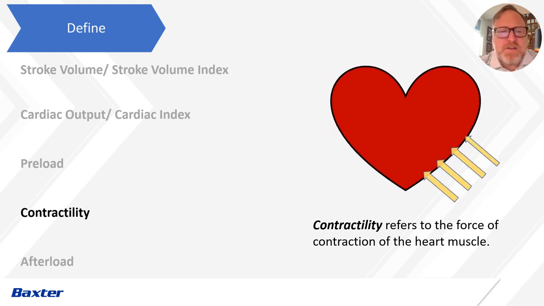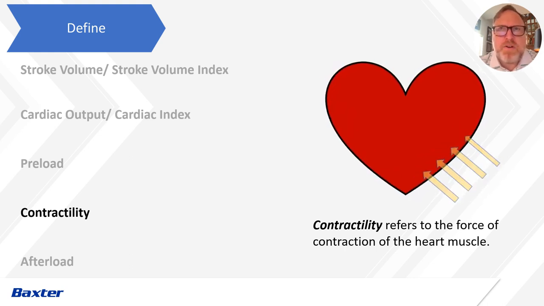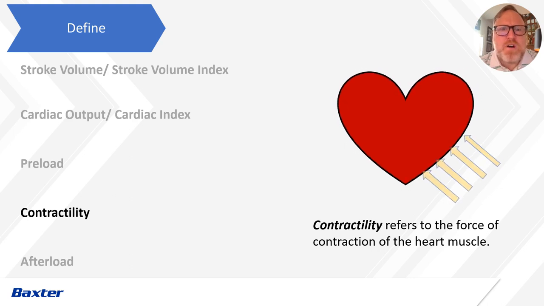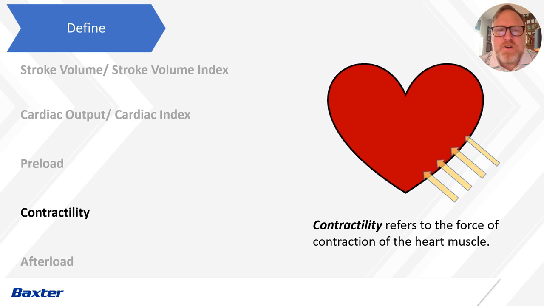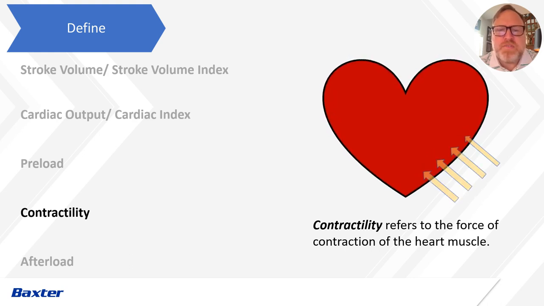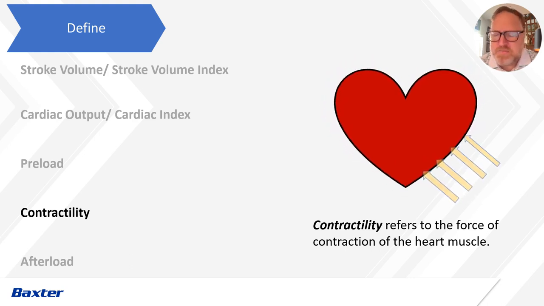Cardiac output right now is the best parameter that we have for contractility. So when we're looking at contractility and we have worries about contractility, cardiac output is definitely the number we're trying to move.